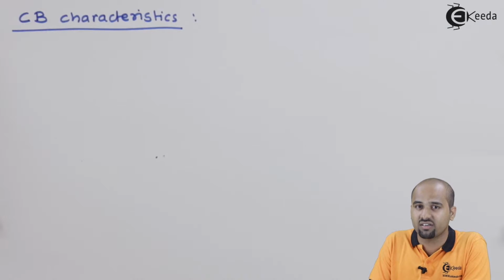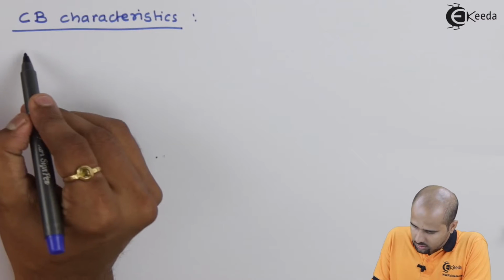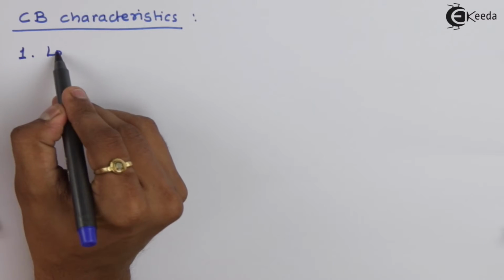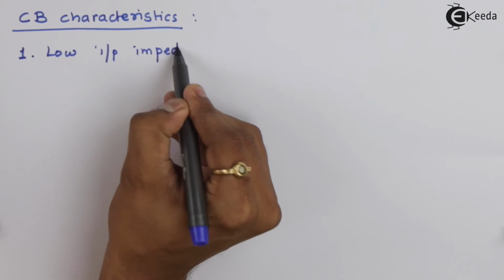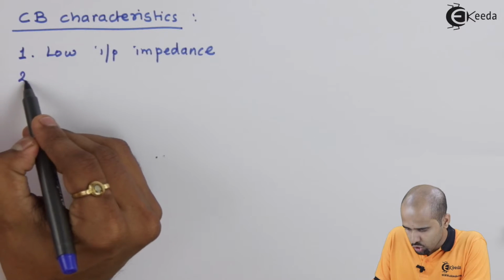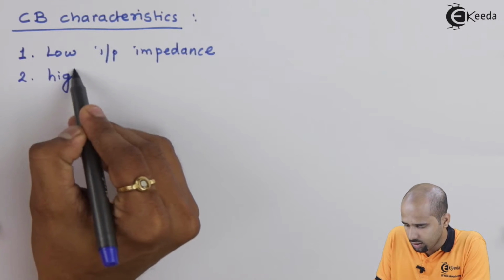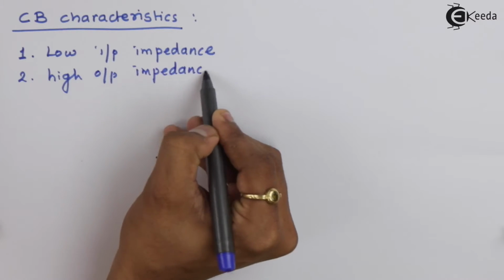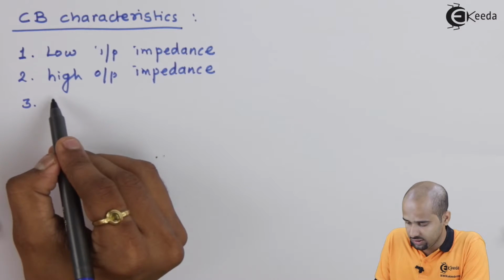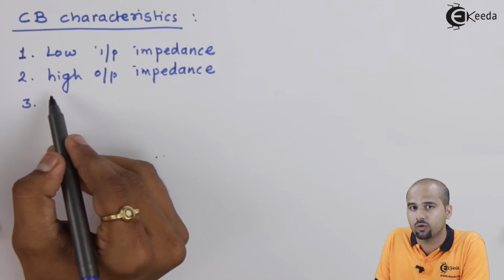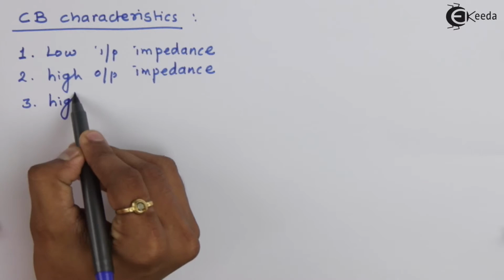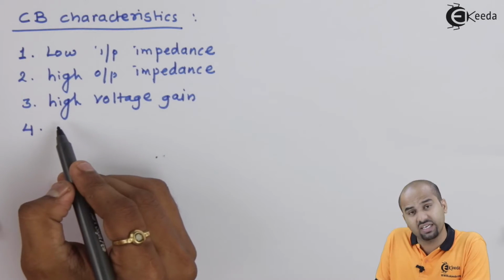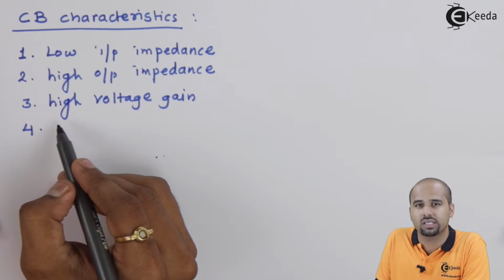Now, what are the characteristics of CB? Common base is having very low input impedance. It is also having high output impedance. It is also having very high voltage gain. But it is having very less current gain.